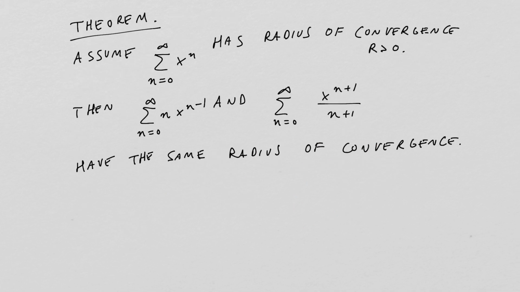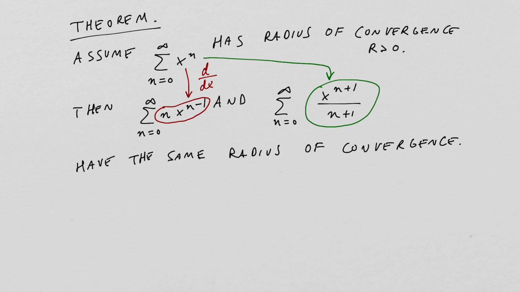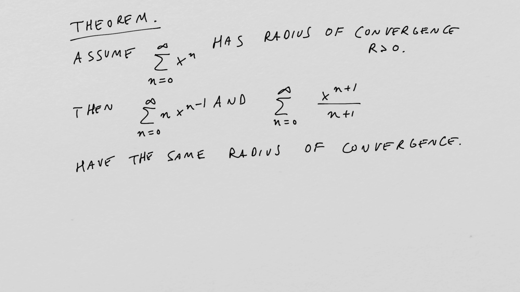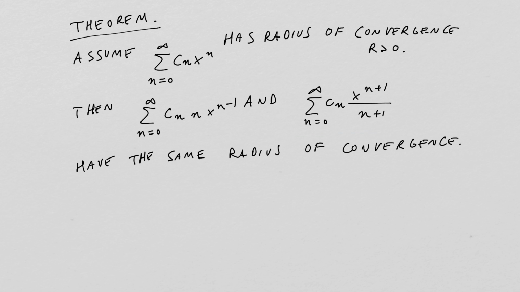Let's still have a theorem. Let's assume that we have a power series which has some radius of convergence. If we differentiate the general term, we will obtain this kind of series. If we integrate the general term, we will obtain this kind of series. Let's show that these series have the same radius of convergence. I forgot to write my coefficients in the series.